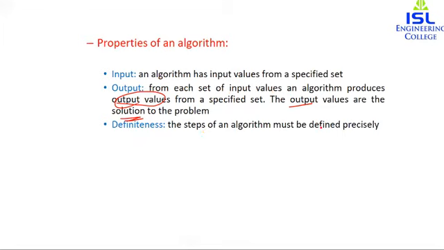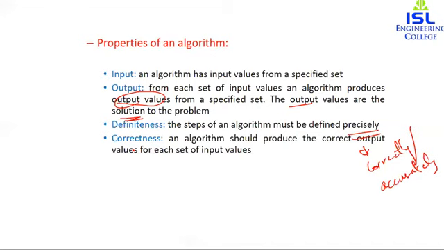The next is definiteness. The steps of an algorithm must be defined precisely. Precisely means correctly or accurately, so that there should not be any confusion when you are taking any of the steps of an algorithm. Then the next thing is correctness. An algorithm should produce the correct output. So when you're defining the steps precisely, it should produce the correct output values for each set of input values.